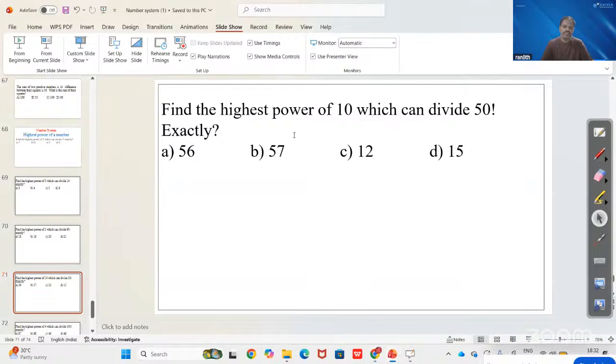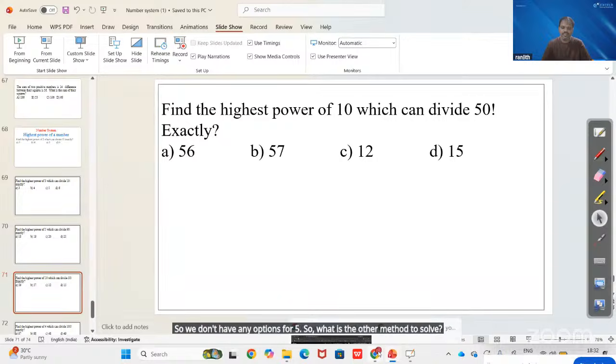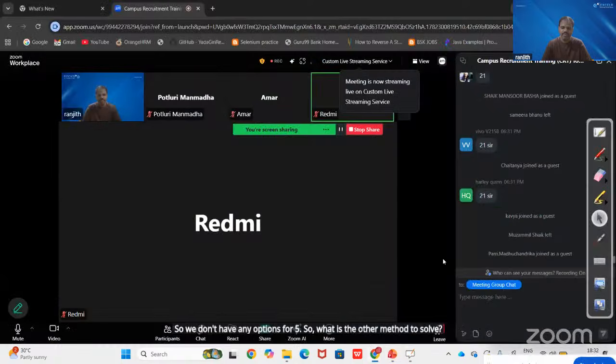Next, find the highest power of 10 which can divide 50 factorial exactly. So if I divide 50 by 10, we are getting only 5. So we don't have any options for 5. So what is the other method to solve? Anyone? What will be the answer for this one?